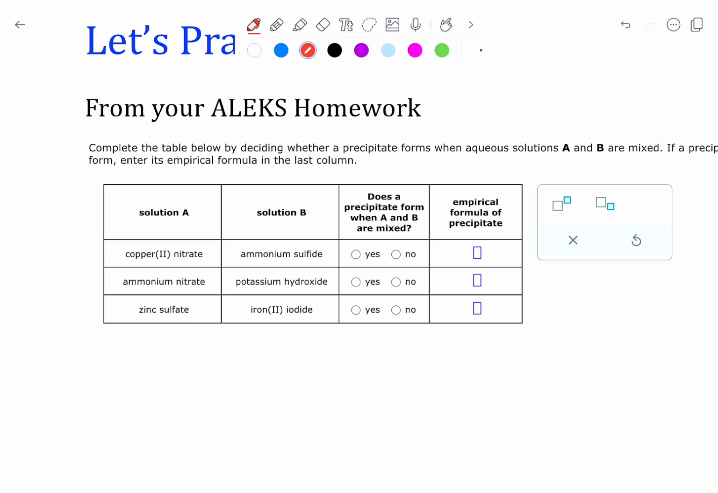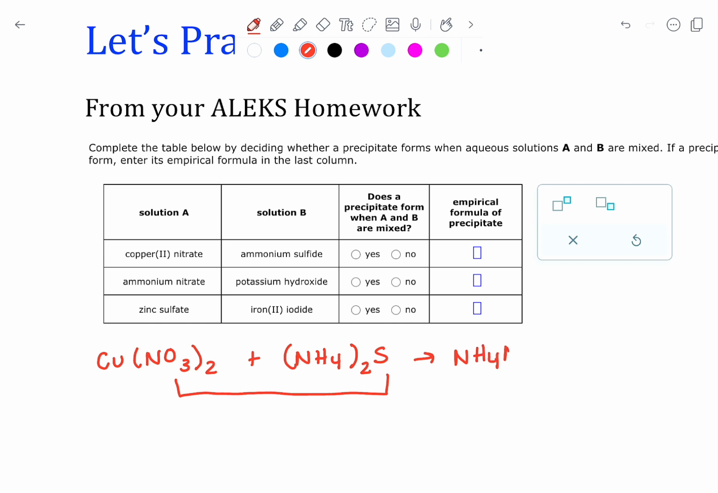So we have copper 2 nitrate, so that's CuNO3 2, reacting with ammonium sulfide, NH4, but sulfide has a 2- charge, so that would be 2, and sulfide is just sulfur, sulfide. So those are our reactants. We're going to swap our anions and we're going to be left with NH4, NO3, and CuS. Copper has a 2+ charge, sulfur has a 2- charge, so they balance each other out.